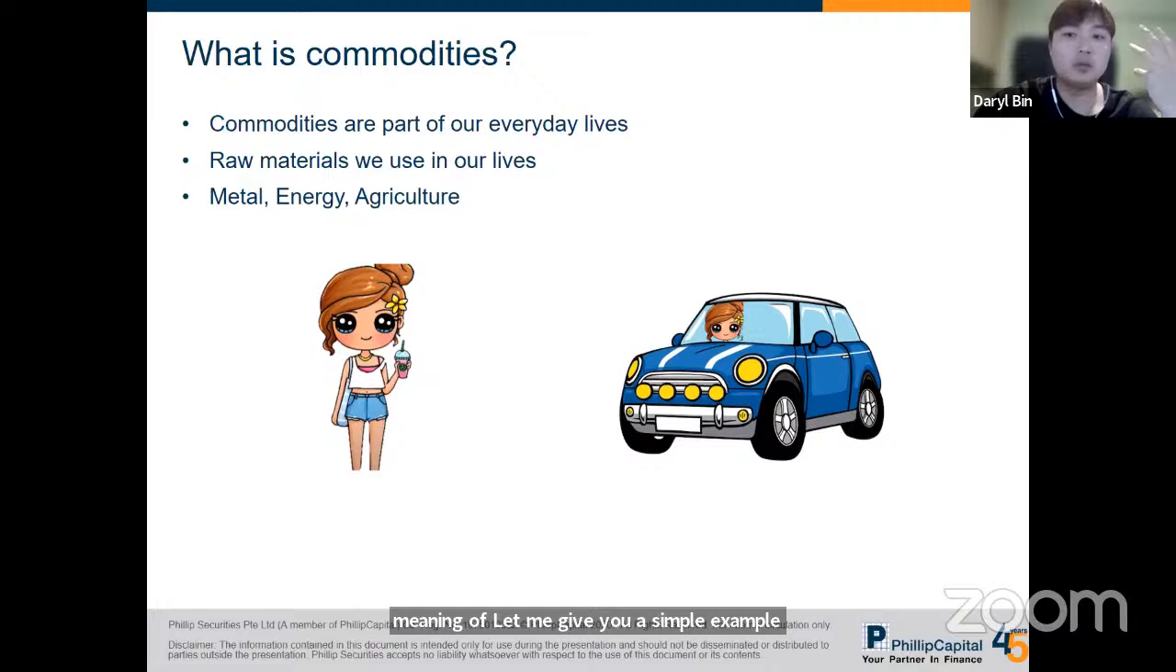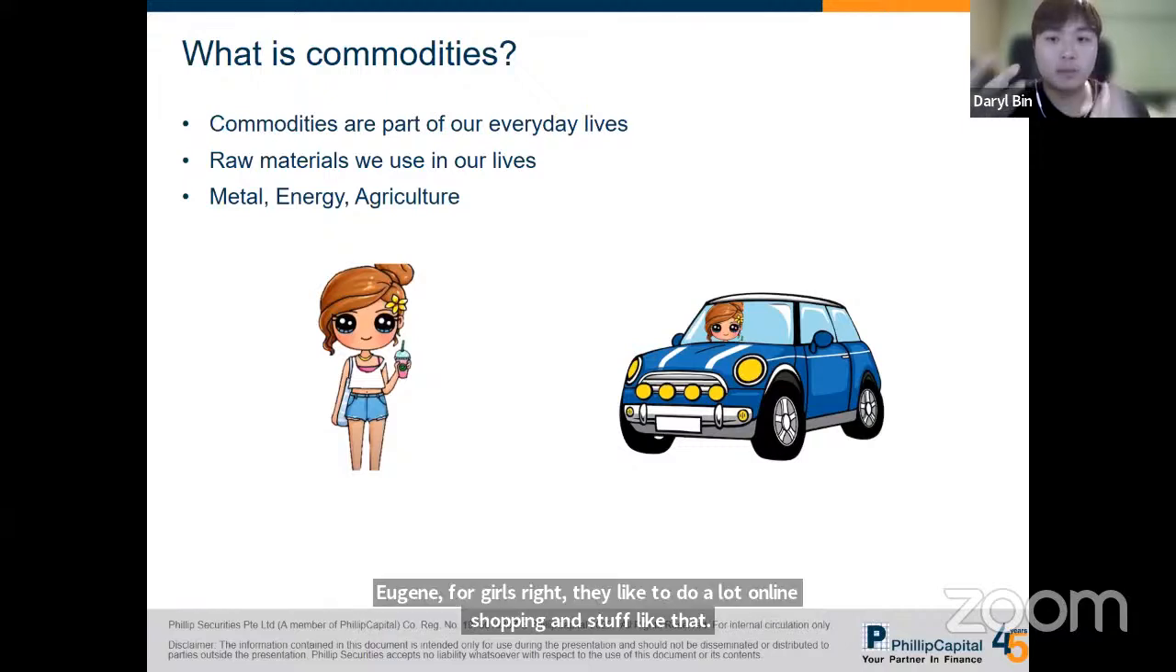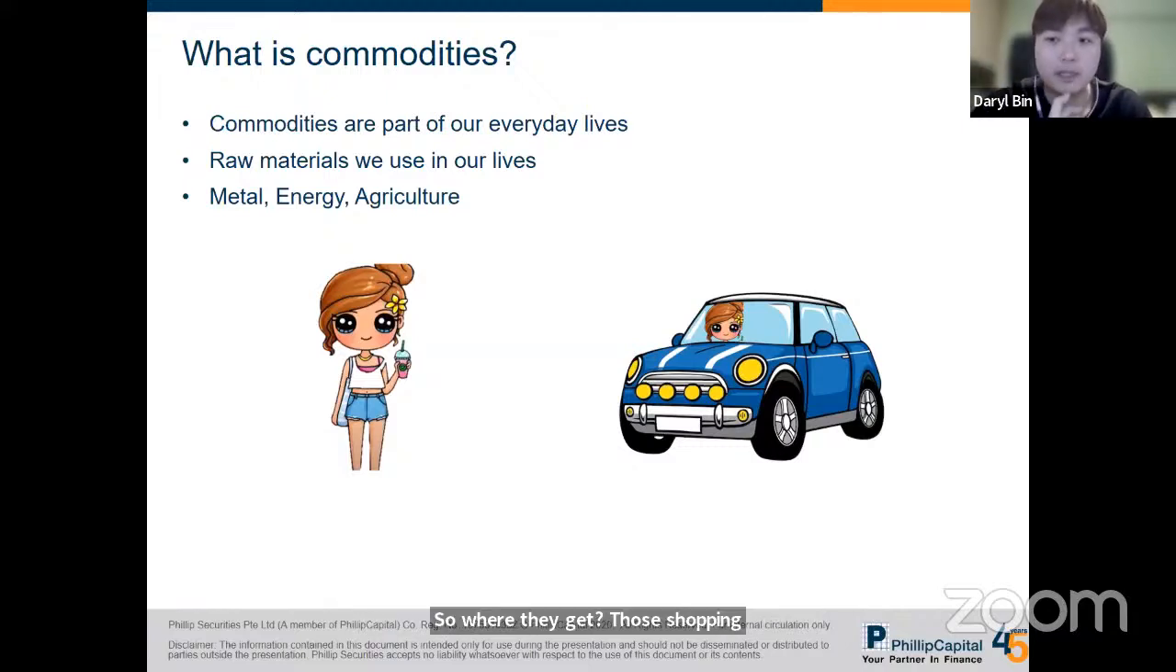Okay, let's look at the girl in the picture. Can you see based on what she's wearing? Her clothes are made of cotton, which is a commodity. Girls like to do a lot of online shopping, from Taobao, Shopee and so on, and these require delivery, which means oil. Oil is also a commodity. And what the girl is holding, a cup of coffee, is another commodity.